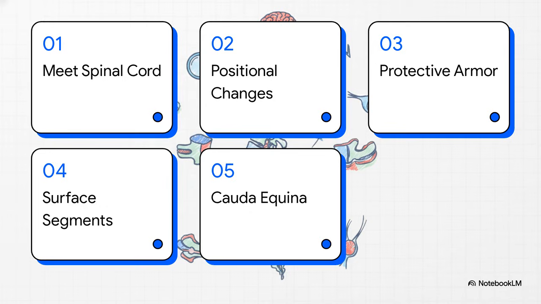Here is our roadmap for today. 1. Meet the spinal cord. 2. Growth and positional changes. 3. Protective armor, the meninges. 4. Surface features and segments. And finally, 5. Enlargements and cauda equina.